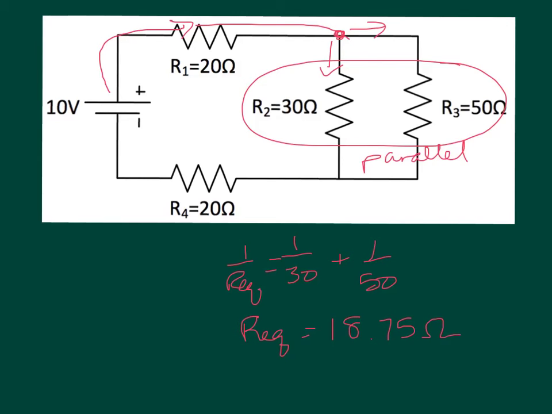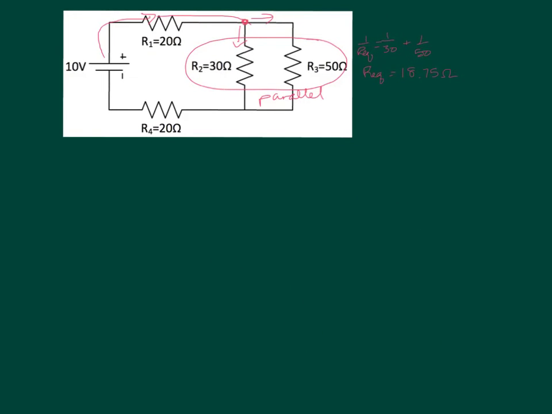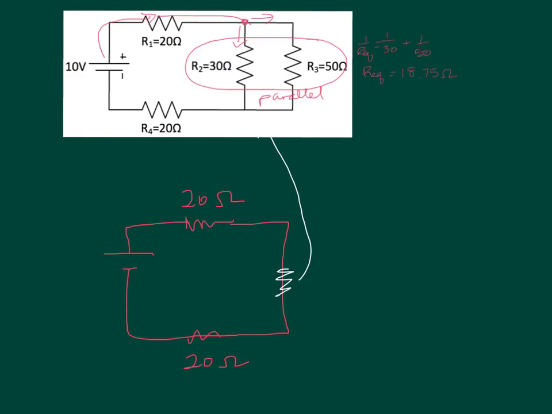Okay, so now we're going to take this and we're going to redraw it. So we know those guys there behave like they're 18.75. So now we have our positive and our negative. We're going to go through our 20 ohm resistor, and we've got the 20 ohm resistor on the bottom. Those guys haven't changed. But this comes from those guys there. So this is the 18.75 ohms that we just found. So we just squished them down and made them one.